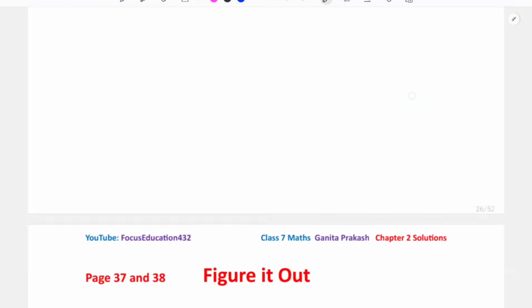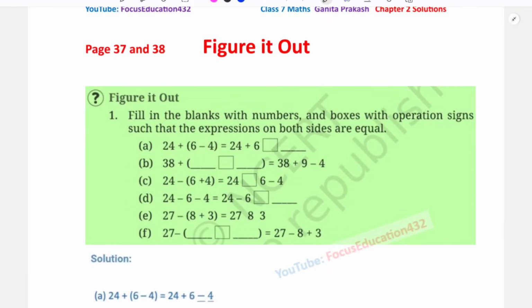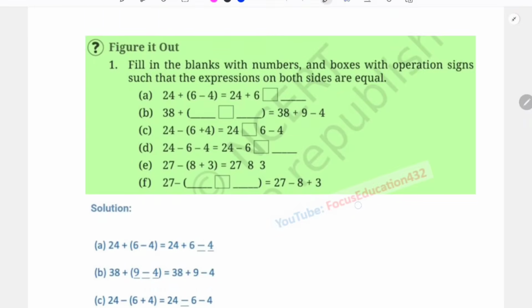Now first question, page 37, first question. Fill in the blanks with numbers and boxes with operation signs such that the expressions on both sides are equal. That means you have the left hand side of the equal to sign and the right hand side. We have to fill the blanks wherever they are, so that both sides are equal. Both sides means the left hand side of the equation should be equal to the right hand side. That is our target.